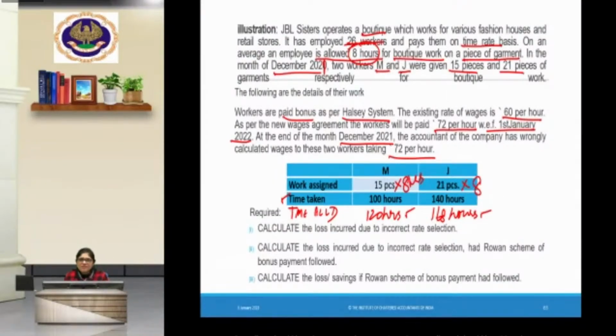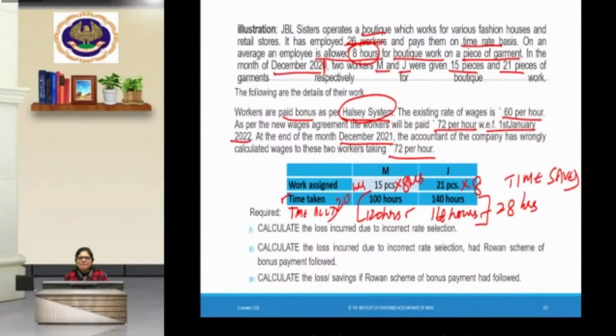Have they saved the time? Yes. Only when they have saved the time will bonus be paid as per Halsey system. And yes, both the workers have saved the time. So time saved in case of M is 20 hours and time saved in case of J is 28 hours. I hope this is clear to all of you.